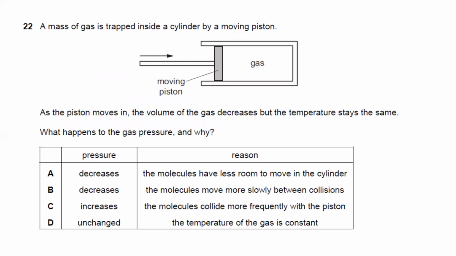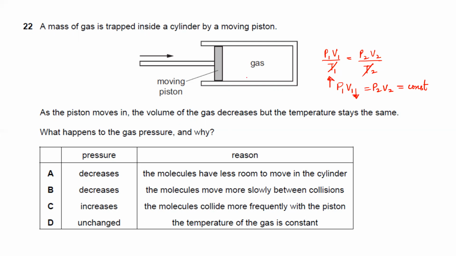Next question. Question 22. It says a mass of a gas is trapped inside a cylinder by a moving piston. As the piston moves in, the volume of the gas decreases, but the temperature stays the same. What happens to the gas pressure and why? So remember this law, P1 V1 over T1 equals P2 V2 over T2. If temperature remains the same, we simply say that P1 V1 equals P2 V2, and this equals a constant. So if my volume is decreased, my pressure is increased.